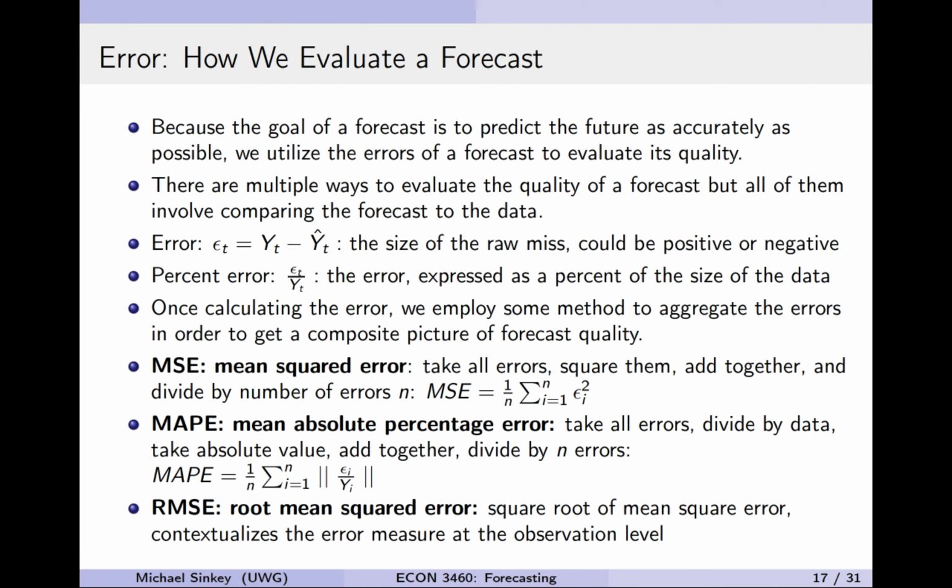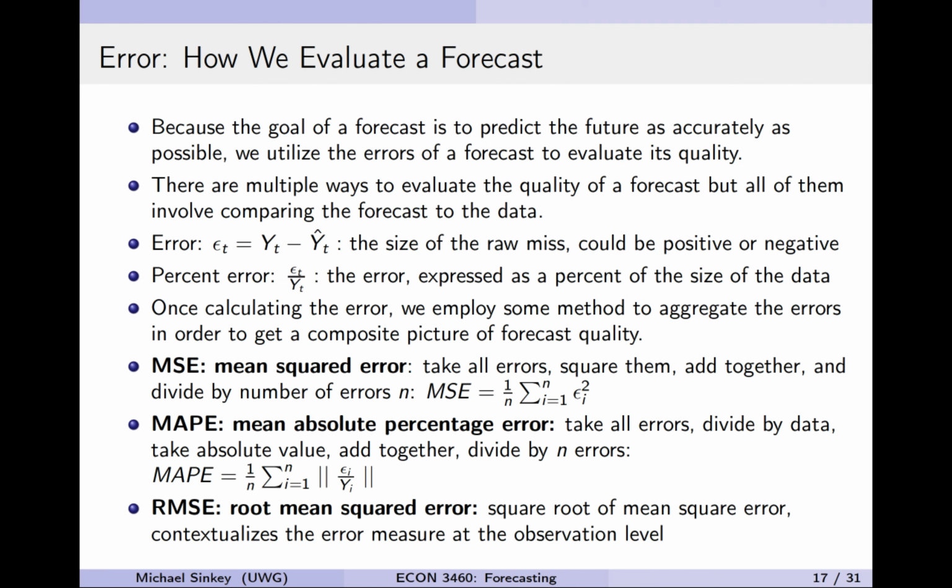The root mean squared error is the square root of the mean squared error. Now it contextualizes the error measure at the observation level. And what I mean by that is that I can look at the root mean squared error as roughly the size of the average miss, noting that large misses are penalized more heavily. So once we square a large miss, that number is even larger, and that inflates the mean squared error, and it also inflates the root mean squared error. And so the idea is that forecast quality might very well be dictated by one large miss, and root mean squared error will capture that.